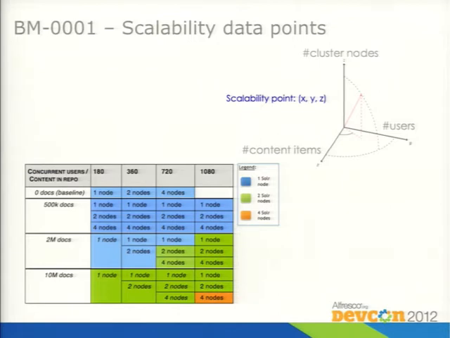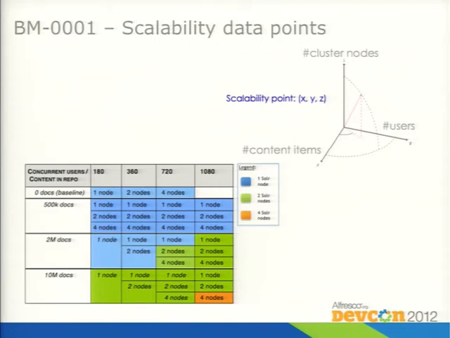We added actually a third dimension, which is the number of Alfresco cluster nodes. So we basically have a three-dimensional search space in which we defined our data points. And against each of these data points, we ran the same test so that we could compare, if you want, and graph the scalability, the statistical scalability of Alfresco.